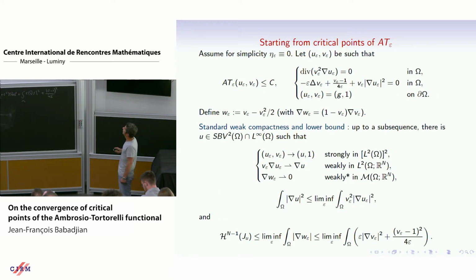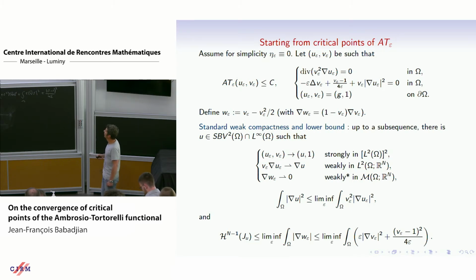So here are our first assumptions. As I told you before, my parameter eta_epsilon now, I forget about it. It's not relevant for the analysis. So I take a solution to this PDE, okay, with Dirichlet boundary conditions. As I told you, I don't really care about boundary conditions here. And I assume that my Ambrosio-Tortorelli functional associated to this u_epsilon, v_epsilon is uniformly bounded.